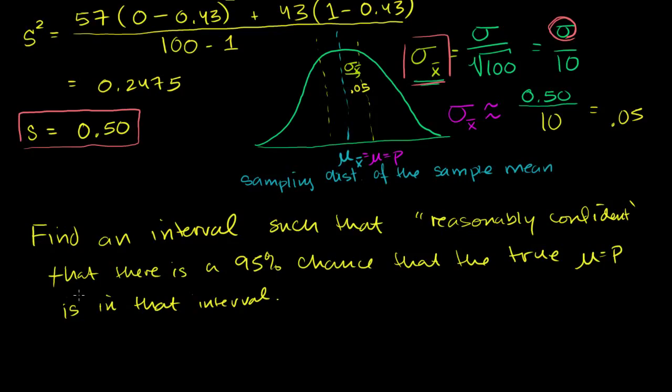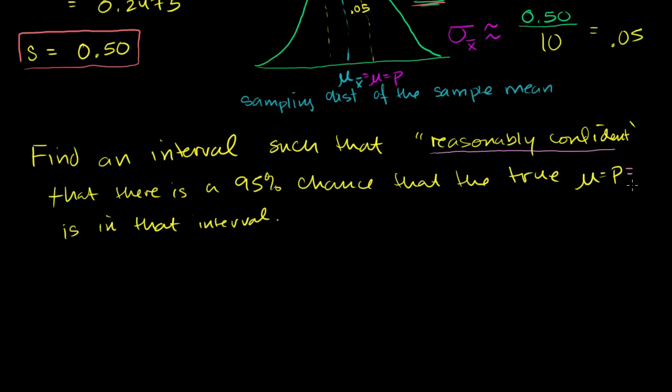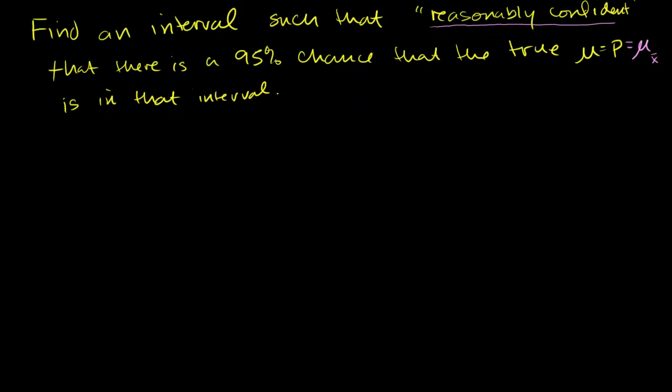Where we left off in the last video, I gave you a question: find an interval so that we're reasonably confident. We'll talk a little more about why I gave this vague wording. Reasonably confident that there's a 95% chance that the true population mean, which is p, the same thing as the mean of the sampling distribution of the sampling mean, is in that interval. And to do that, let me just throw out a few ideas.